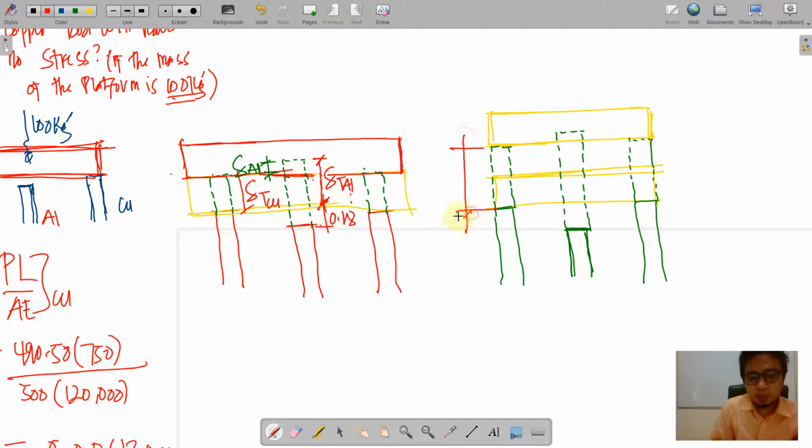So therefore, we just have to label this delta T of the copper, and from here up to this point, this is delta T due to aluminum. Okay, and let us not disregard the gap here, 0.18, and this one is actually the delta of aluminum.